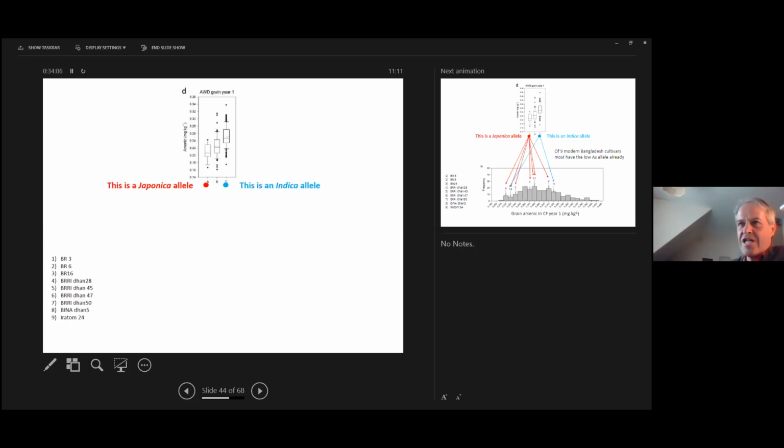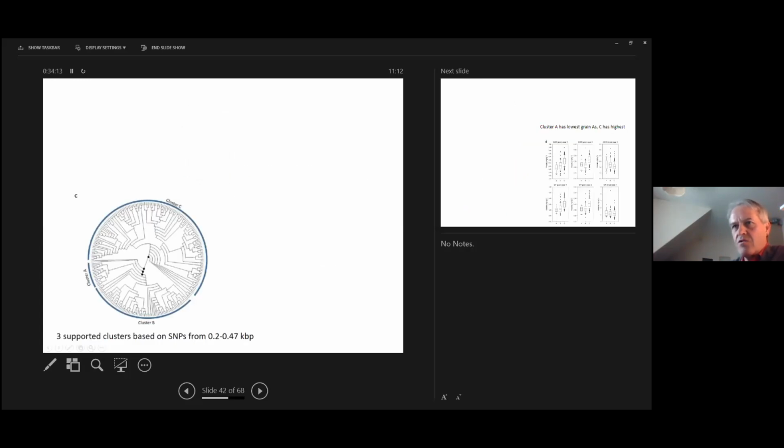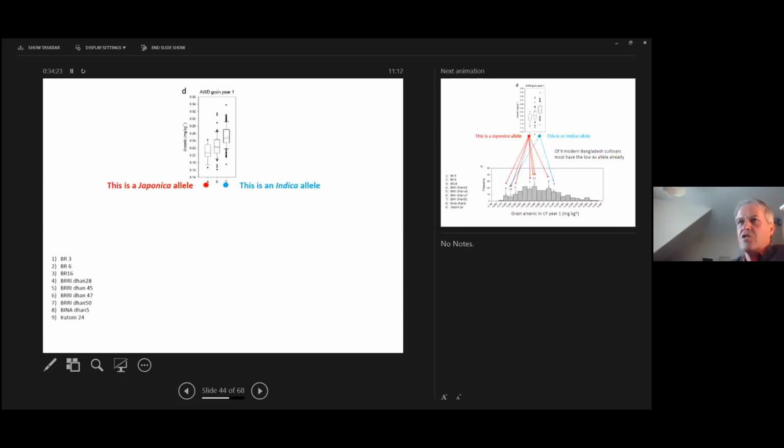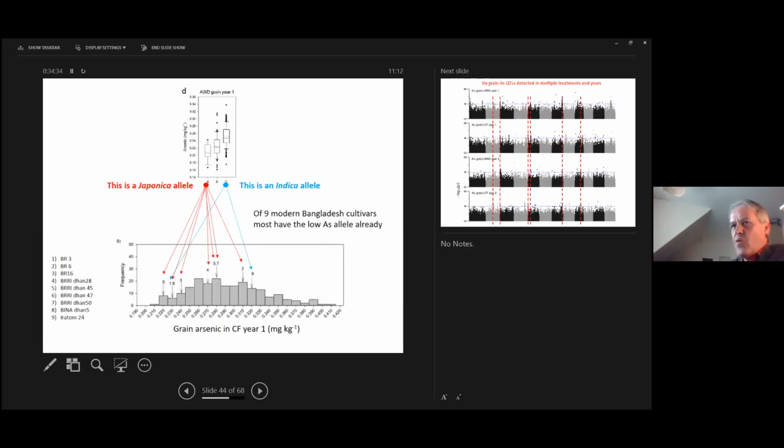But what's interesting is that these alleles are reasonably distributed in the AUS panel. So there are enough of the A cluster in AUS for you to detect this QTL. The other thing we did, in addition to the AUS panel, is we sequenced 9 modern Bangladeshi cultivars at the same time. And we can see how these alleles are distributed within those cultivars. What I've done here is show you the frequency distribution of grain arsenic measured in the population under continuous flooding in year 1. Each of these numbers represents one of these modern Bangladeshi cultivars, and the arrows tell you which allele they have.